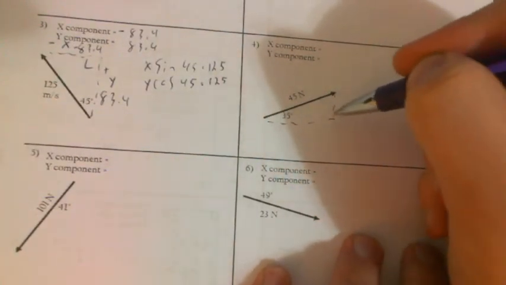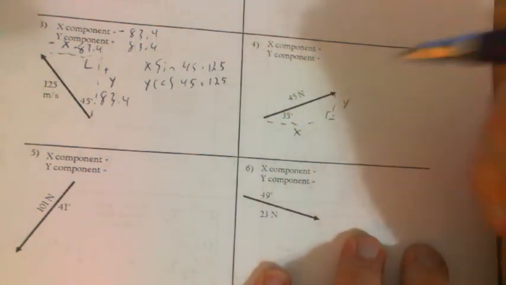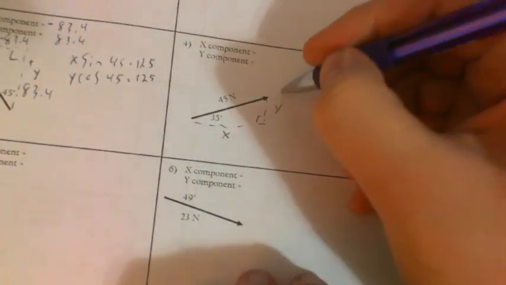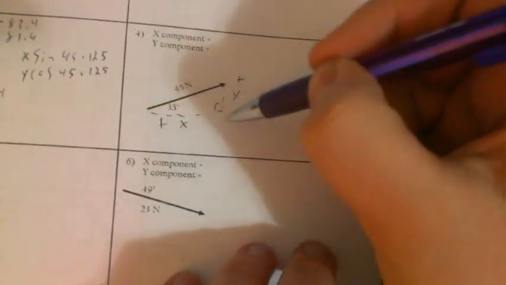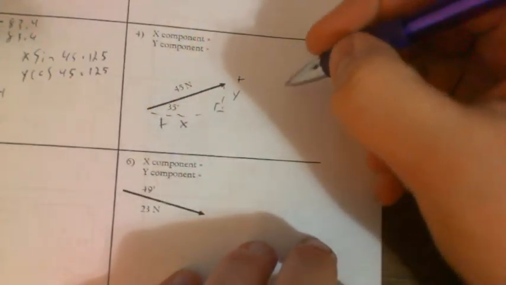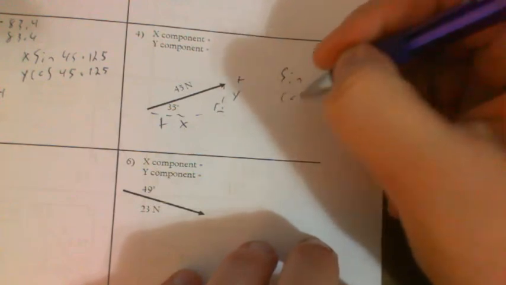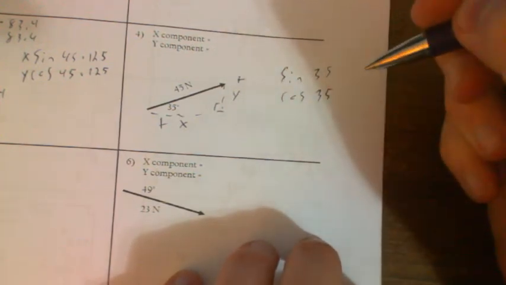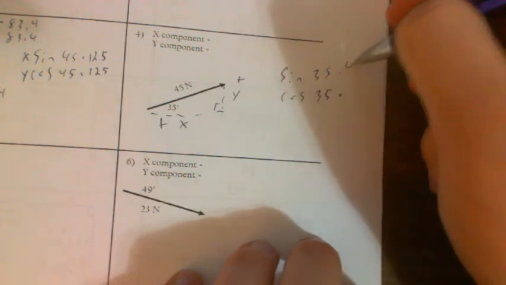Next one, x and y. Make the triangle so it's a round. Our x is a horizontal line, our y is a vertical line. Okay, our x goes to the right, our y goes up. That's going to be positive, that's going to be positive. You can tell by looking at the arrow direction, too, if you're ever confused by that. So then we can say sine and cosine of 35 degrees times the length, which is 45 newtons.